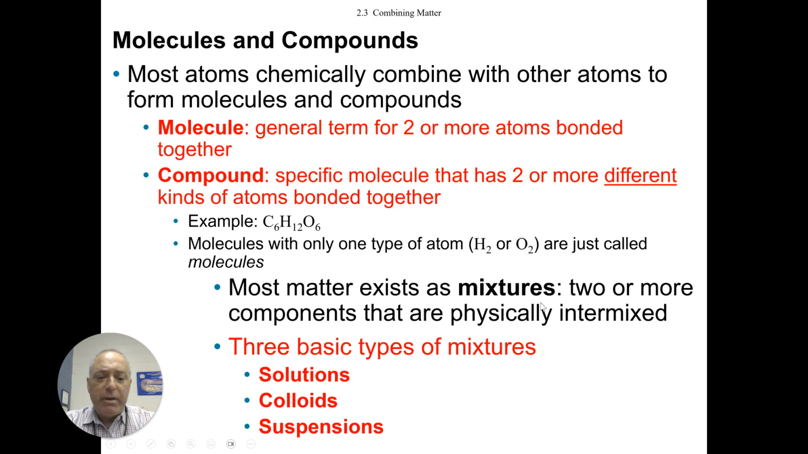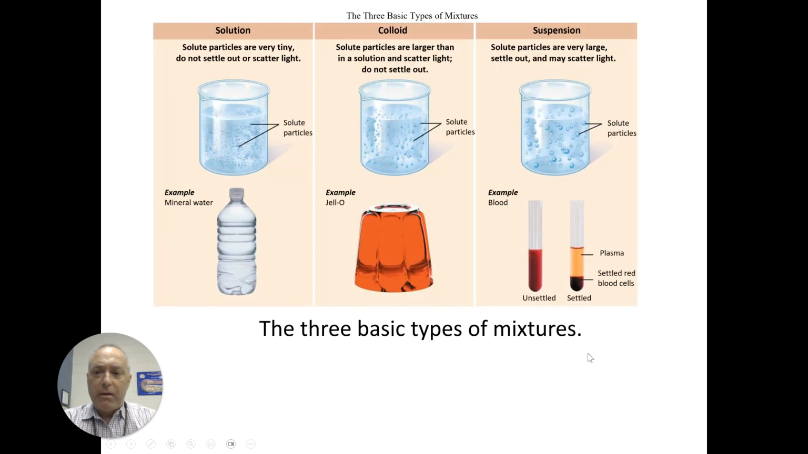Then matter can exist as mixtures, which are two or more components. There can be solutions, colloids, or suspensions. Solutions, the solute particles are very tiny. They do not settle down. They do not scatter light. Colloids also do not settle out, so if you leave it, it's not like it collects on the bottom, but it does scatter light, and so you have these particles that will, like this jello, change the property of light. The third one is a suspension. Now if you let this sit on the bench, it will settle out, and it may scatter light depending on if you've just stirred it up or not.